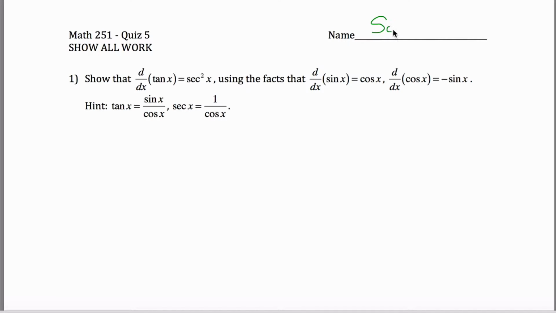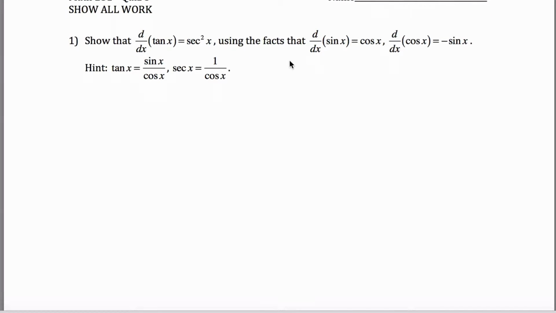All right, here are solutions for quiz 5 for Math 251. So in this first problem, you're asked to show that the derivative of tangent equals secant squared, and I give you some hints here. And the trick, as we saw in class, is to recognize that tangent of x is the exact same as sine of x over cosine of x.